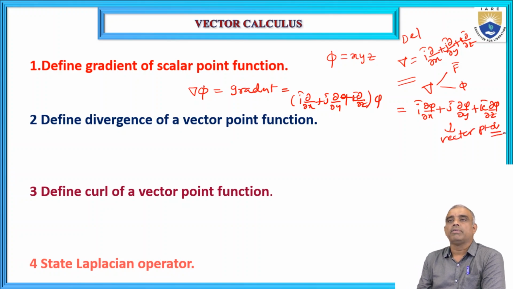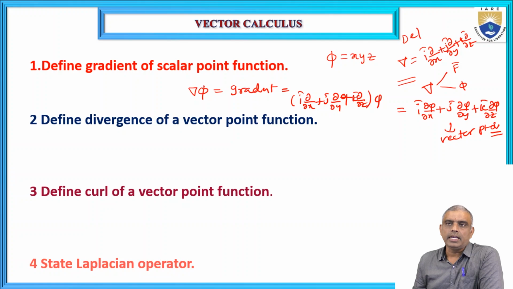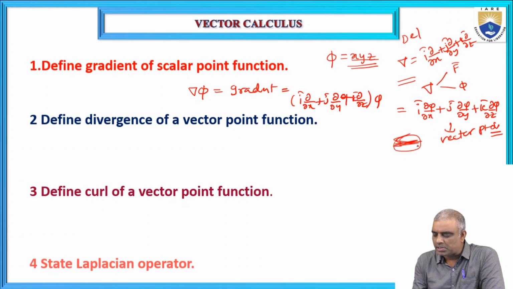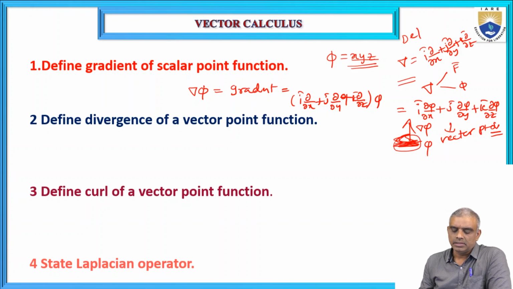The gradient is always a vector, and the physical interpretation for gradient is the outward normal vector to the surface. If phi is any function, this is a surface, then grad phi represents the outward normal vector to the surface. That is the first thing.